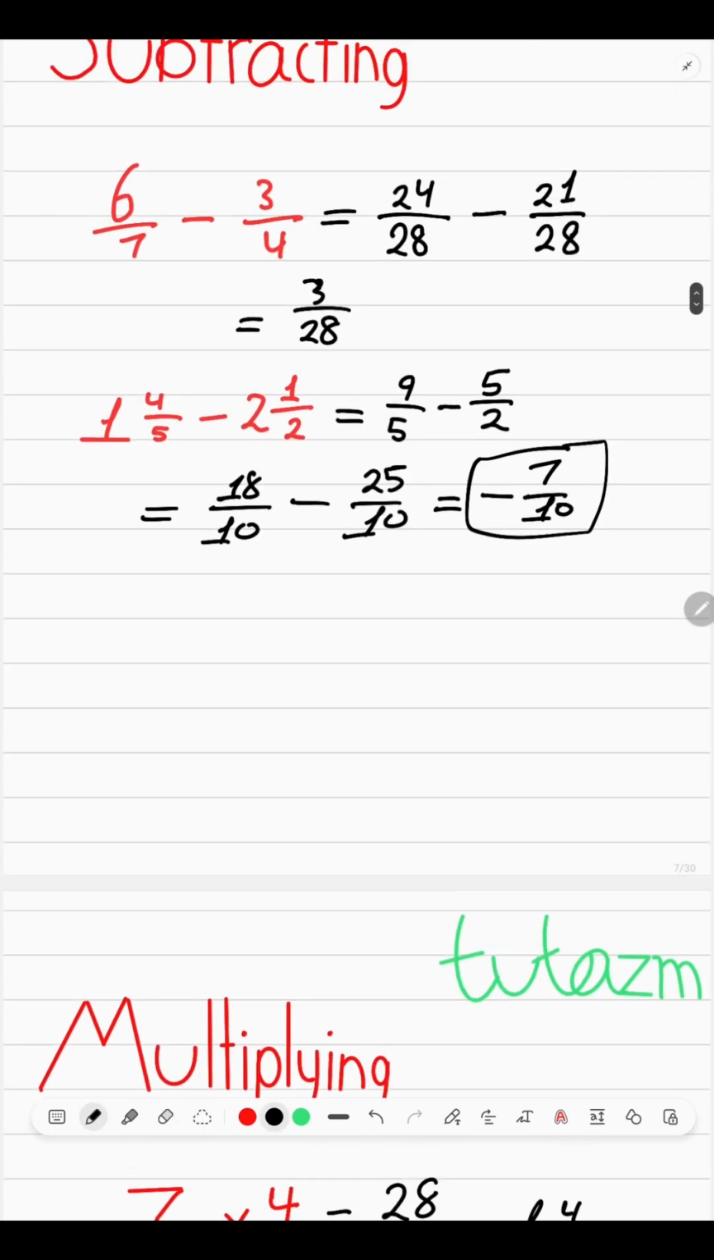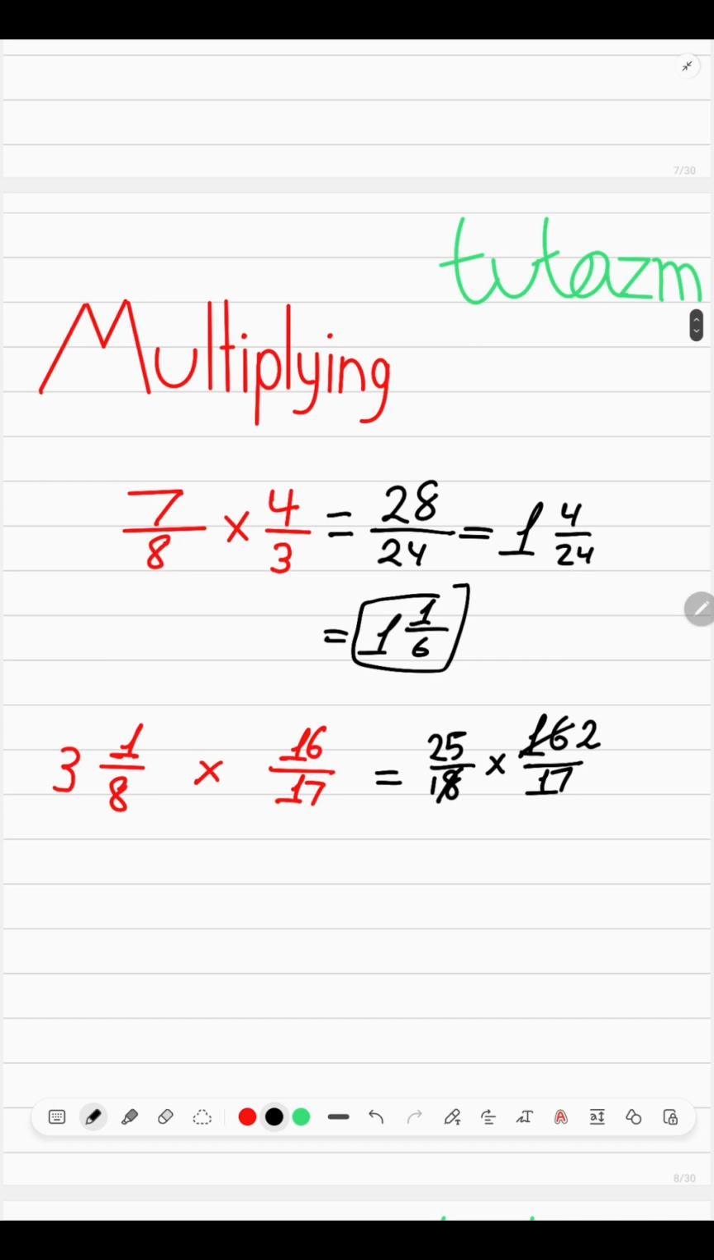and so here we'd get 25 times 2, so 50, over 1 times 17, which is just 17. We could leave our answer like this, or we could give it as a mixed number.